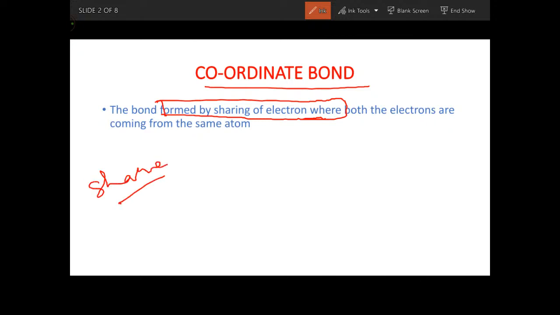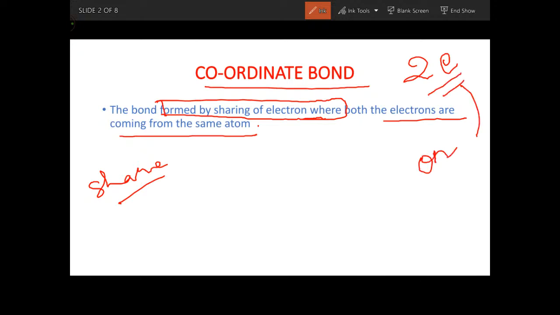You will share electrons, but what is the difference? The difference is that both the electrons are coming from the same atom. That means when you share 2 electrons, both these 2 electrons will come from one single atom. So this is known as coordinate bond. Am I clear?